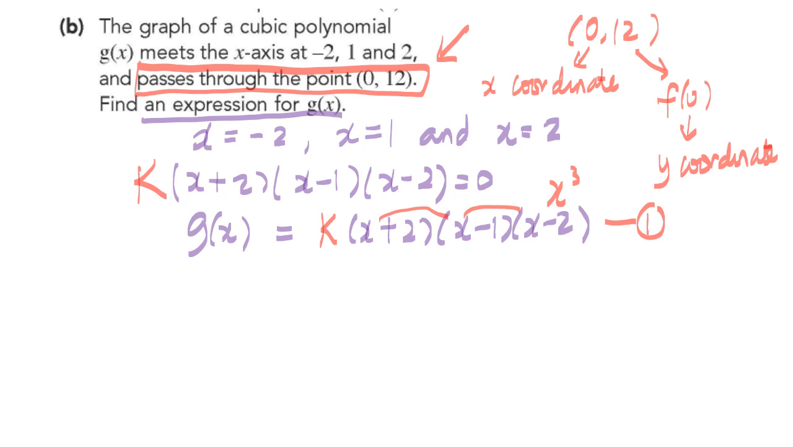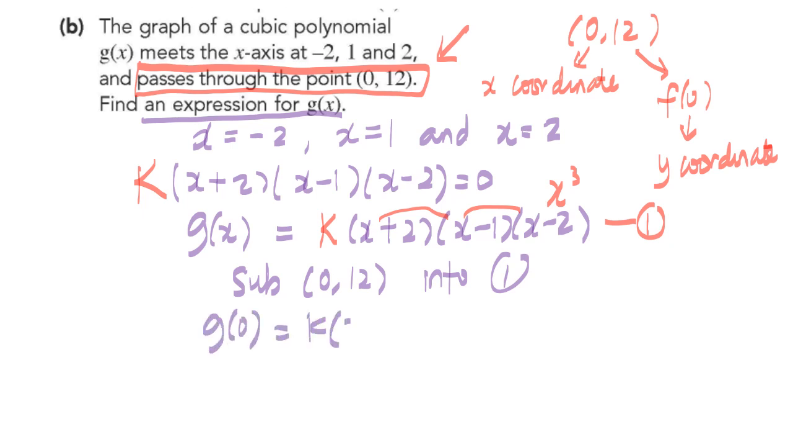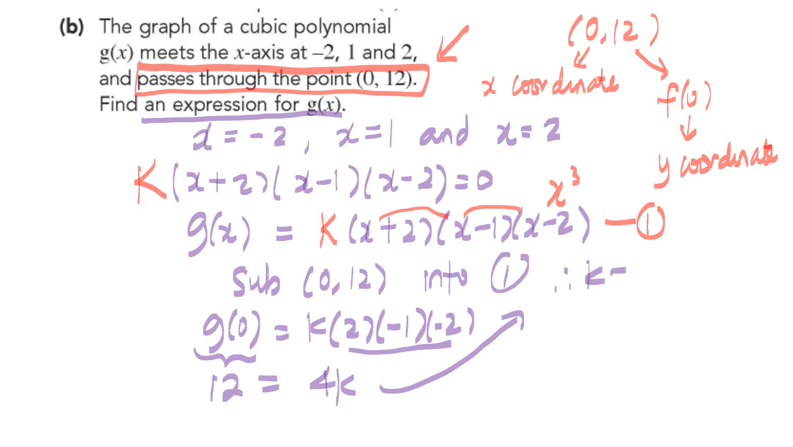So we should substitute (0, 12) into g(x). And this is actually your value 12. This one you can work out to be 4k. So therefore your k will be 3, and hence the expression for g(x) will be 3 bracket x plus 2, x minus 1, and x minus 2.